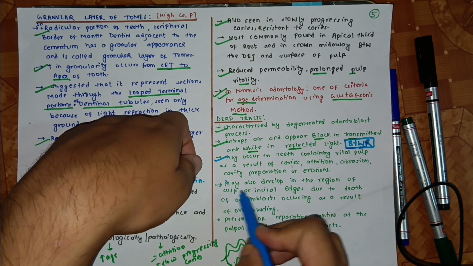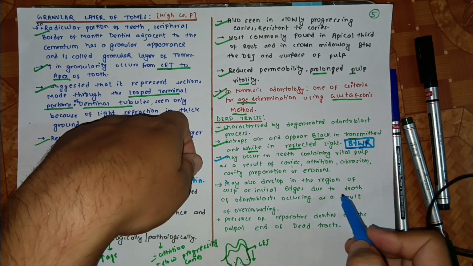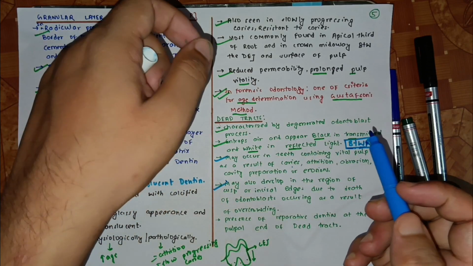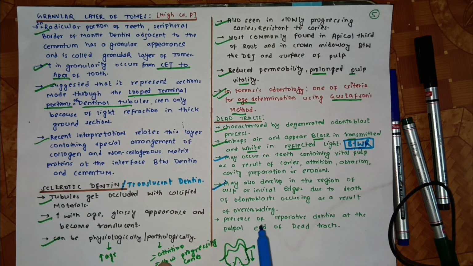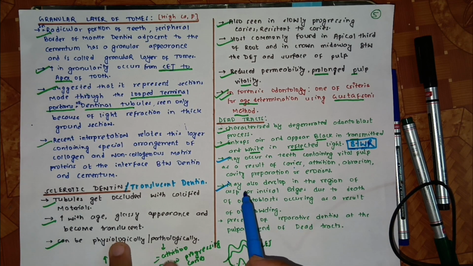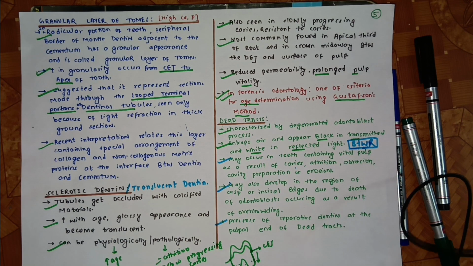Now it may also develop in the region of the cusp or the incisal edge due to death of the odontoblasts occurring as a result of overcrowding. At the incisal and cuspal region there is overcrowding of odontoblasts, which can cause the death of the odontoblasts and odontoblastic processes simultaneously. So there is formation of dead tracts towards the cuspal region and the incisal edge, and there is a presence of reparative dentin at the pulpal end of the dead tracts.